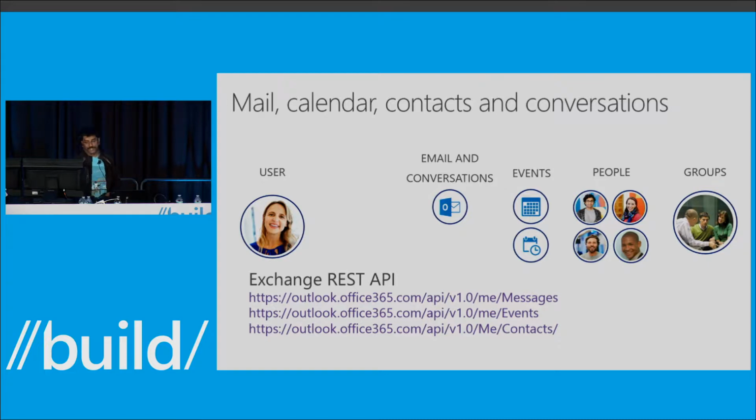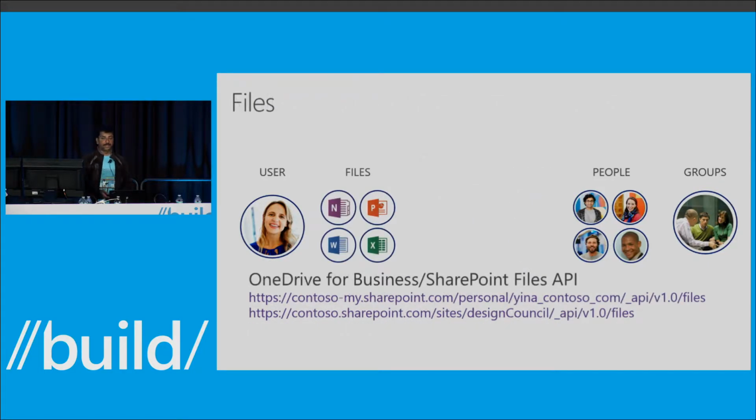And similarly for files, you can go to the user's OneDrive, which is the first URL you see, which is tenant-my.sharepoint.com/personal/username, or you could go to a specific site's default document library and get the content out.